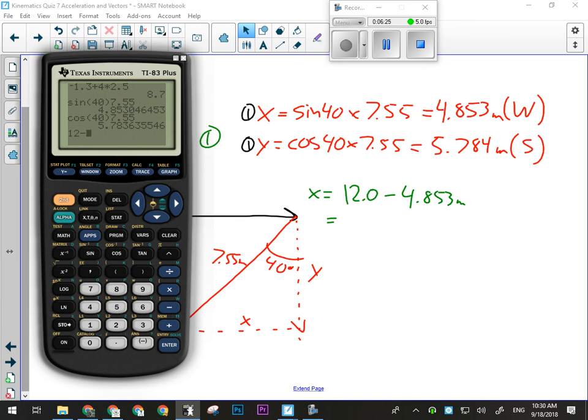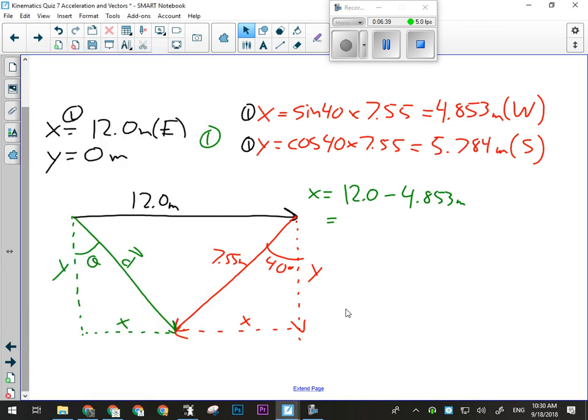So 12 minus 4.8530463. Okay, so we're looking at 7.147 meters on that one. Okay, and that is going to be east. And then they can have a mark for that because they actually had to do a calculation there.